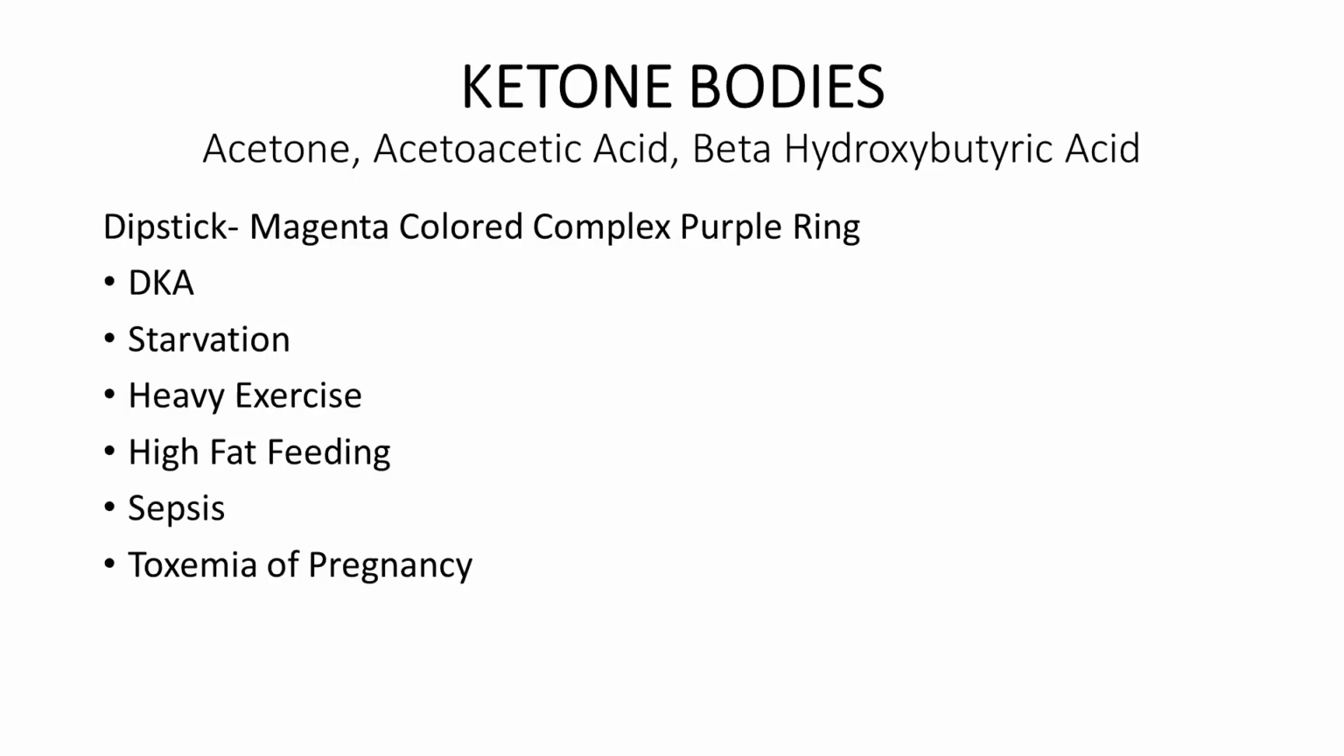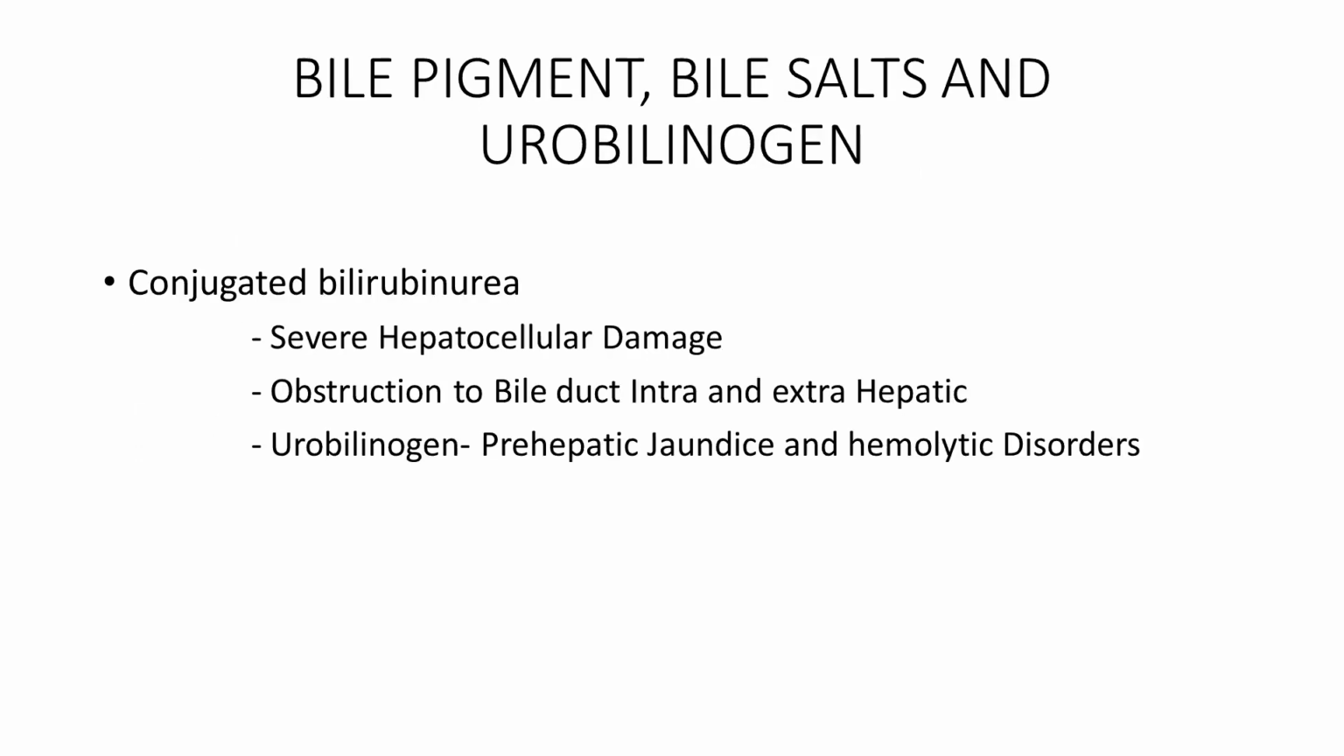Now, ketone bodies are basically acetone, acetoacetic acid, and beta-hydroxybutyric acid. Dipstick method gives you a magenta colored complex, which is a purple ring during the actual test. The ketone bodies are usually present in diabetic ketoacidosis, starvation, heavy exercise, high fat feeding, or sepsis or toxemia of pregnancy like preeclampsia. You see, just by doing urine DR, you can exclude many diseases which are usually seen in patients with renal disease or other medical conditions.